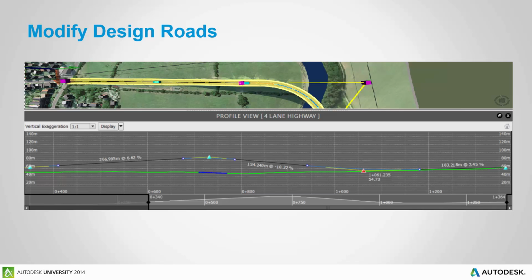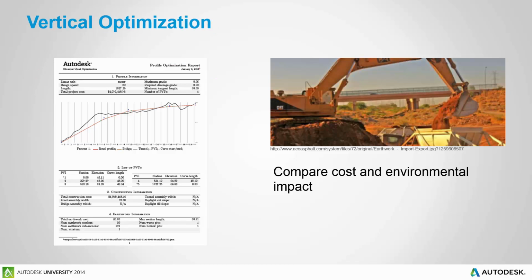Design roads can be edited using a variety of methods. Just like with sketch roads, design roads have gizmos that can be used to modify the design. You can also use the design road asset card and a profile view to help you modify the road. Vertical optimization is used to automatically compare costs and environmental impacts on multiple vertical designs. Once a rough horizontal and vertical design geometry has been drawn in the model, vertical optimization can be calculated to produce multiple vertical design options based on parameters that you enter in the calculator.